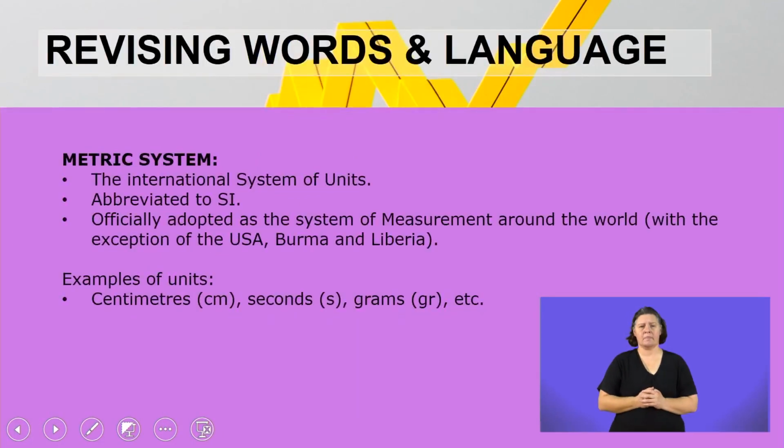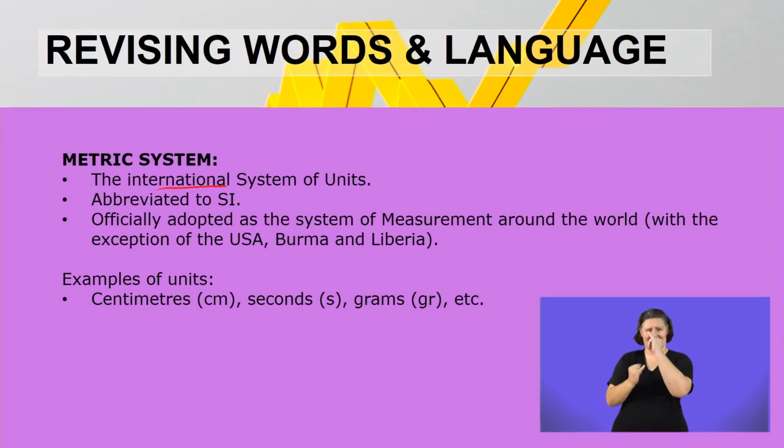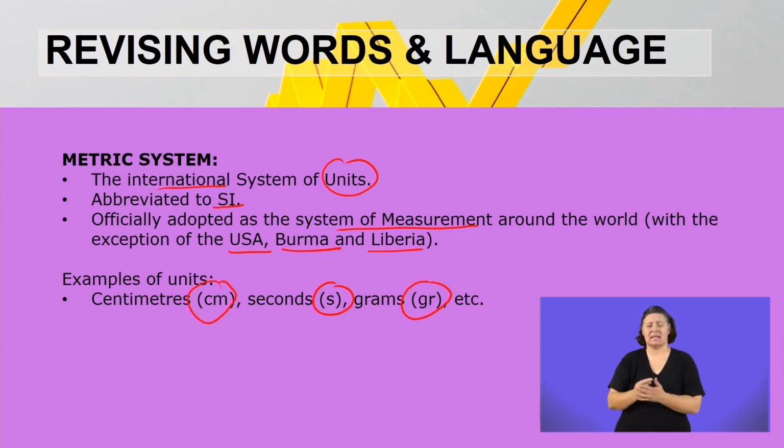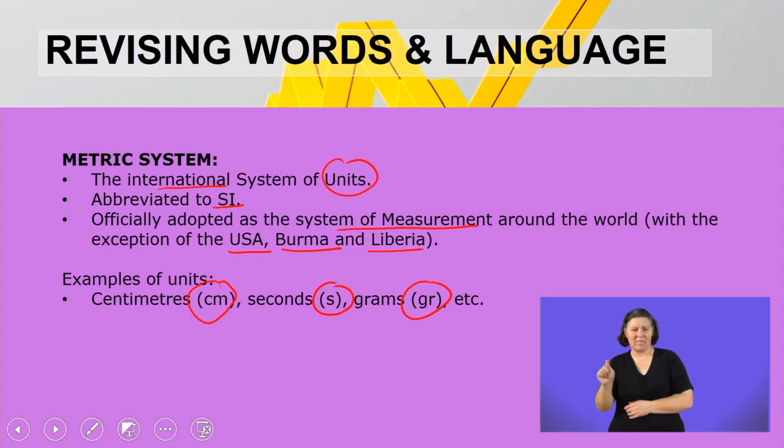Now, I would like us quickly to also look at certain terminology, words that you should know, the language we'll use in this lesson. So, the metric system is an international system of units. The abbreviation that we use is SI, and it was officially adopted as a system of measurement all around the world, except, of course, for the USA, Burma, and Liberia. Examples of units that we use are centimeters, seconds, and grams. That's just a few examples.